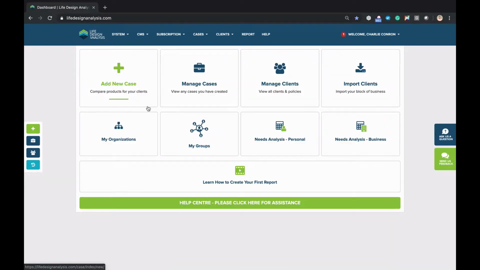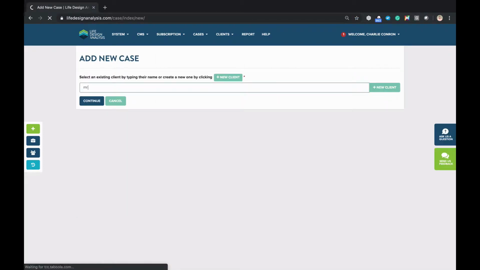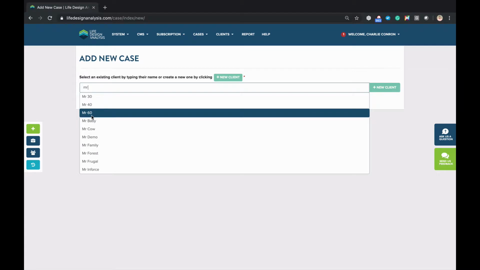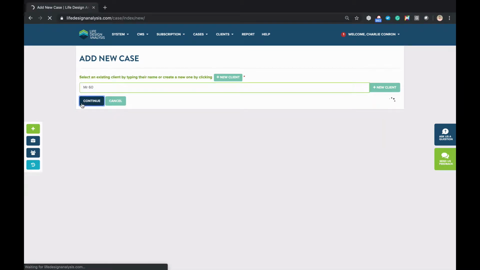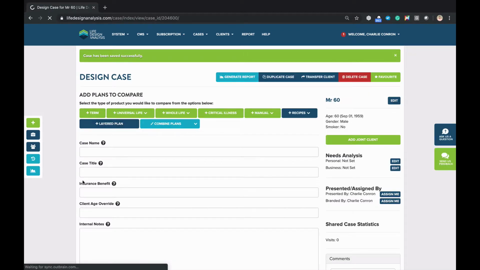All right, so my next product hack is going to be focused on UL, or more appropriately, a replacement for a UL. Again, I'm going to use Mr. 60 and just kind of keeping with the theme here. But I think this concept can be used almost across the board. And I'm going to focus again on $1 million of insurance, but adjust accordingly for your face value.